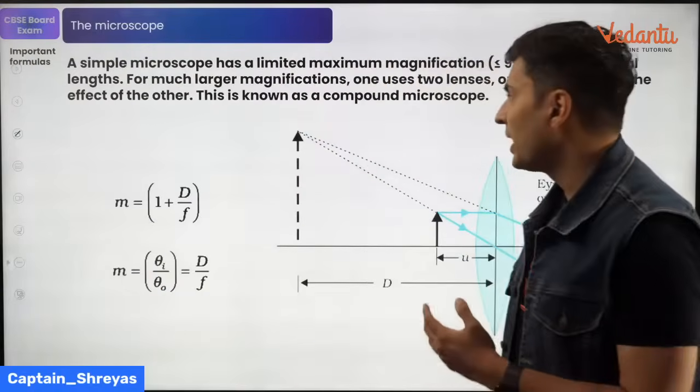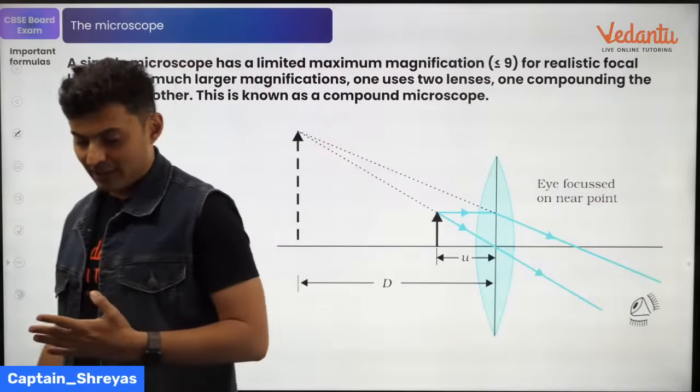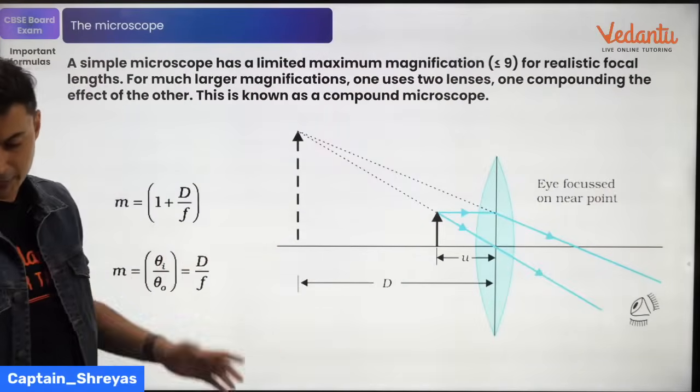Moving ahead to the optical instruments formula. Yes, coming to optical instruments formula. Yes, it's easy, right? Very good.